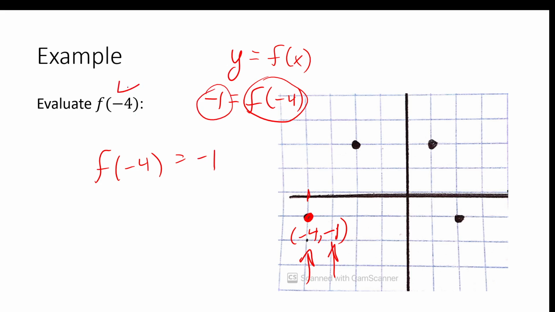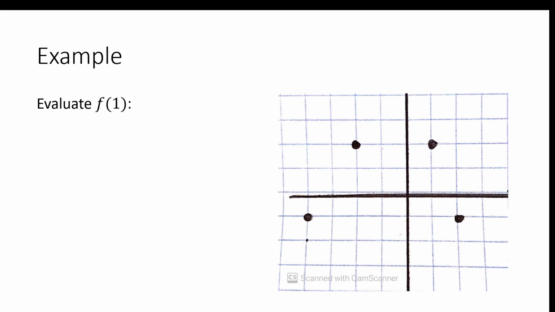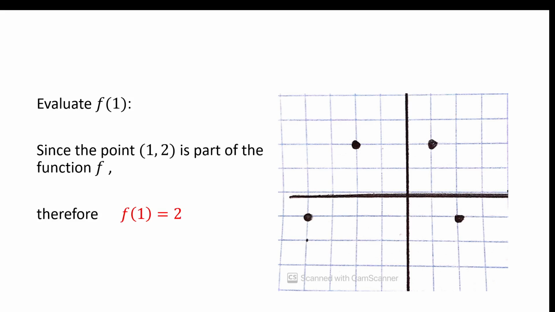You're literally just looking on the function for what is the y coordinate when the x coordinate is negative 4. Okay? So, since the point negative 4, negative 1 is part of the function f, therefore f at negative 4 equals negative 1. Well, let's evaluate f at 1. Using the same strategy, we know that the function contains the point 1, 2, so that means f at 1 equals 2. Pretty straightforward. Okay, it takes some getting used to though. F at 1 equals 2.